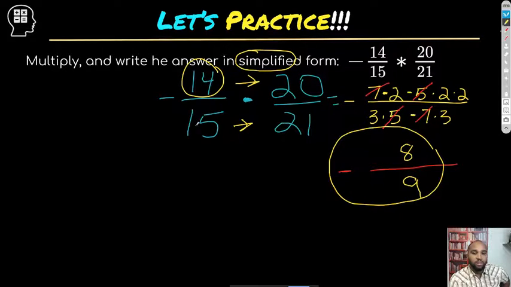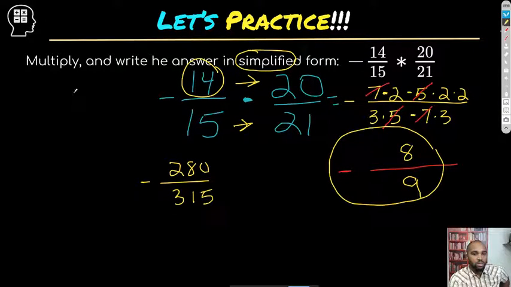Now, I could have simply multiplied straight across, 14 times 20, and I think that gives me 280. This is going to be negative still because of that negative sign. And then 15 times 21, which I believe is going to give me 315.